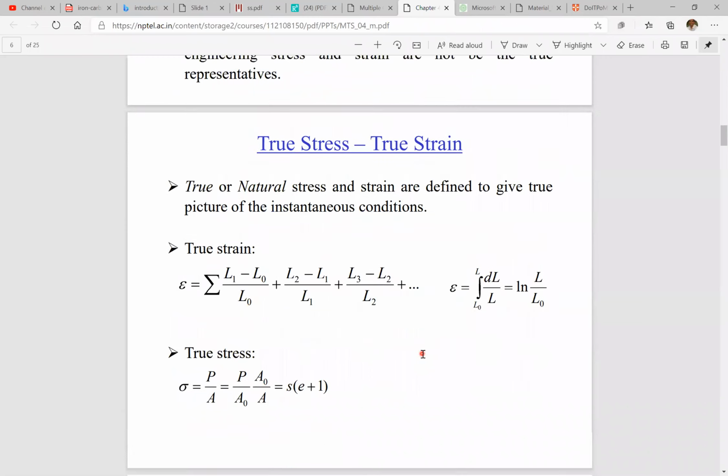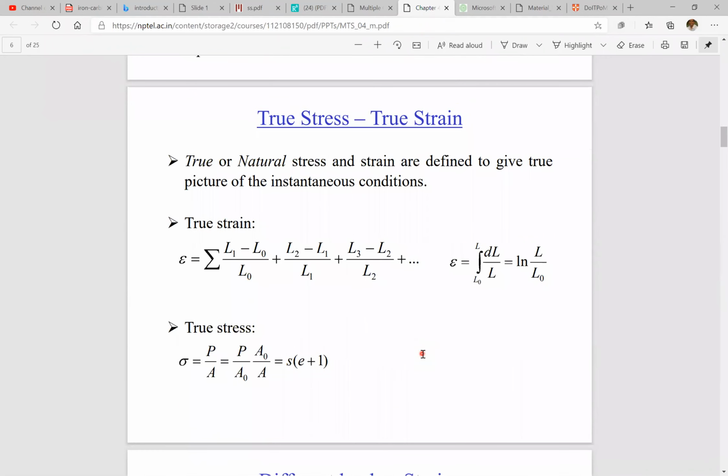But that is not true for true stress and strain. As I have told you, true stress and true strain are something different. They are not equal to engineering stress and strain. Why is it different? Because it depends on the instantaneous dimensions; the dimensions or the area that we use here for calculation is the instantaneous one.